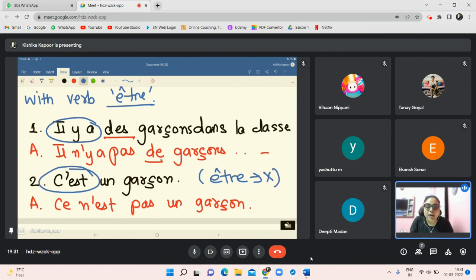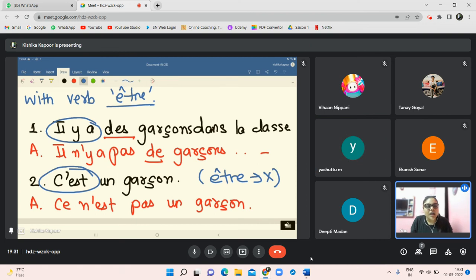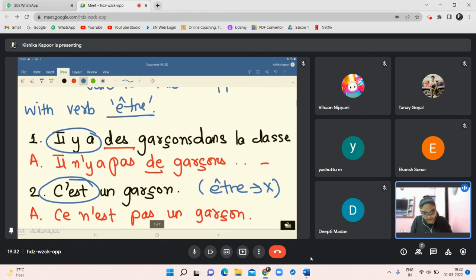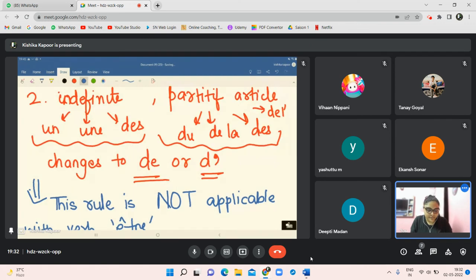Yes, Ashwin, what is the doubt? But we hardly use a partitive article with être because the sentence formation will be wrong. But yes, if there is, then it's going to be applicable. Contracted articles are no, because even here above I have written no indefinite and partitive. With contracted articles, we don't even change it to de. It's going to be the same. À la, au, it's going to be the same.